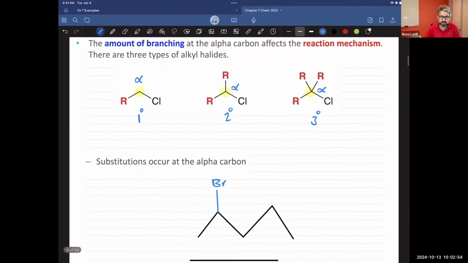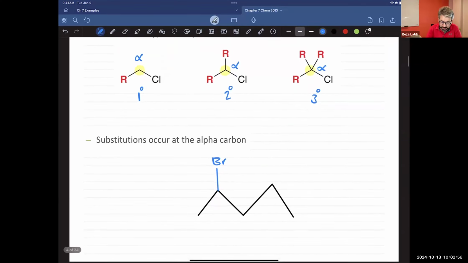I just said the carbon that's holding the halide; this is our halide. The carbon that is holding the halide, we call it alpha. So I'm going to call this carbon an alpha carbon. That's going to be the alpha.